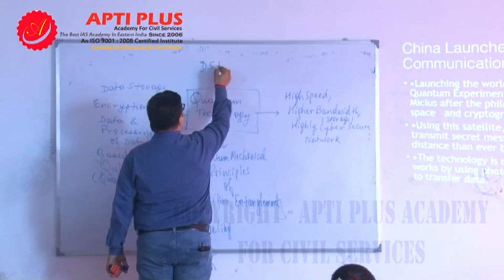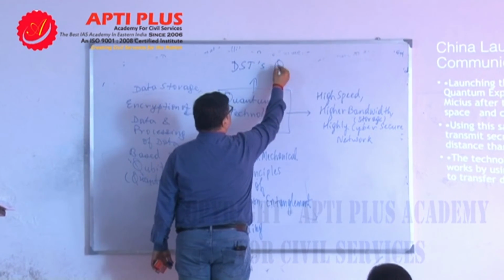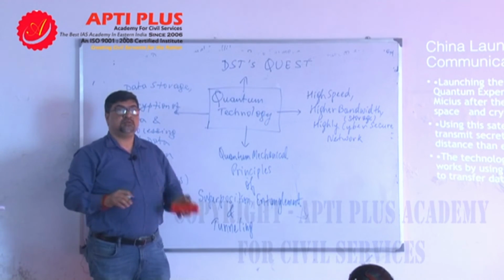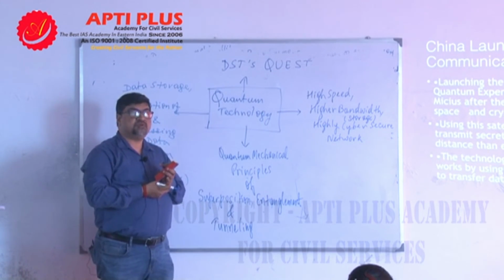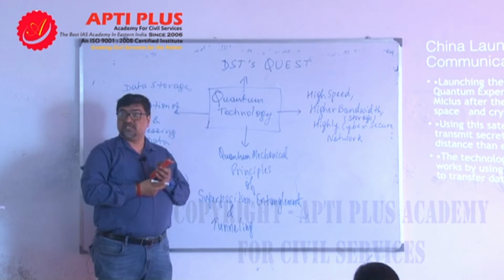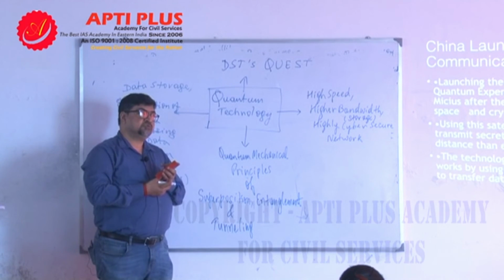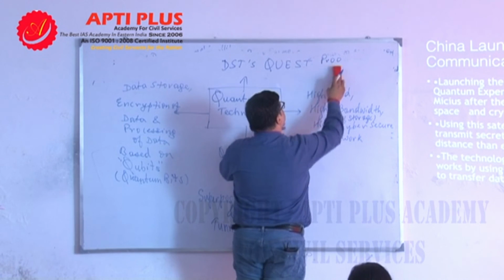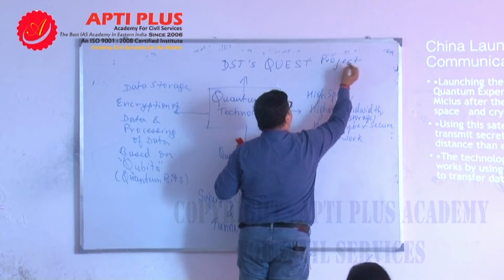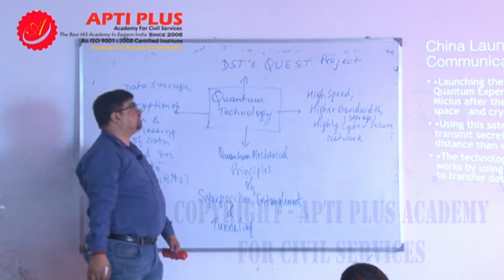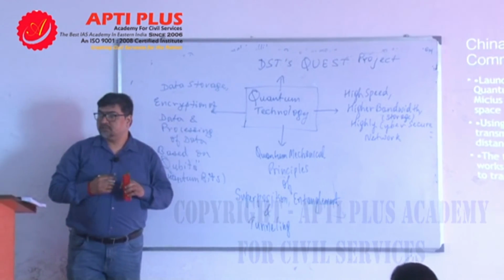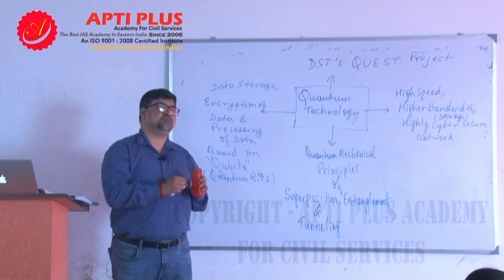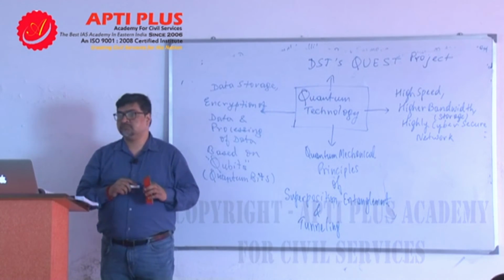So DST has got this QuEST, a quantum experiment, for enhancement of science and technology. What does QuEST stand for? Quantum Experiment, Quantum for Enhancement of Science and Technology in India. So this is the QuEST project. The Government of India has given this fund to develop this kind of technology in India. We are trying to develop the same kind of technology that China has done, or that worldwide research is working on.